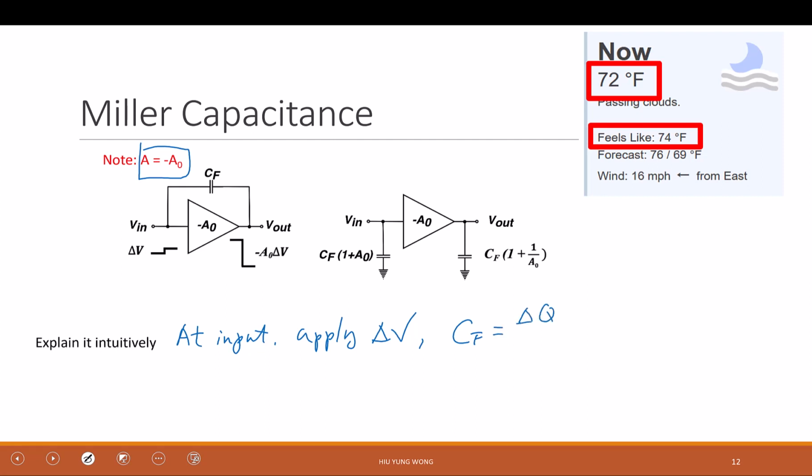But the physics tells us that the charge delta Q is equal to CF divided by, now I should not say delta V, divided by V in minus V out, right? Because it's the difference of here, right? The change of V in minus V out. I actually should say the change of V in minus V out. But what is V out? I already said V out is V in times negative A.